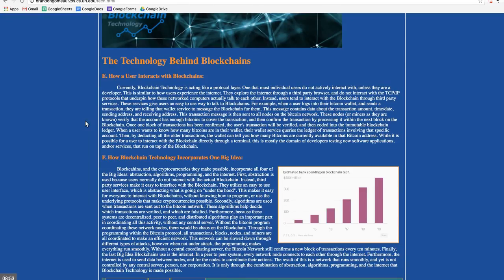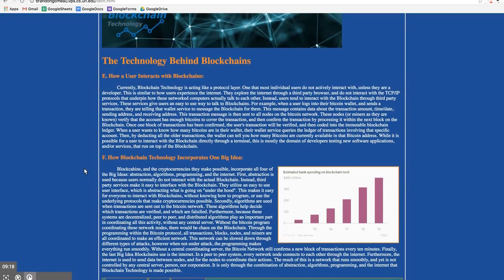The message contains data about the transaction amount, time/date, sending address, and receiving address, and is sent to all nodes on the network, where nodes are miners who verify these transactions. Once one block of transactions has been confirmed, the user's transactions will be verified and then coded into the immutable, or unchanging, blockchain ledger.